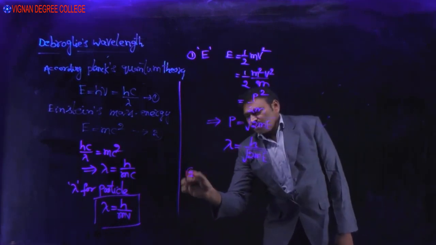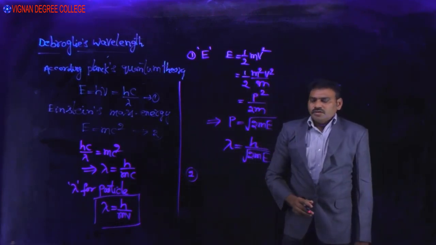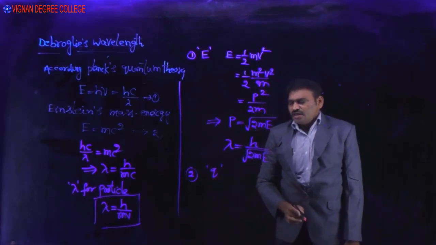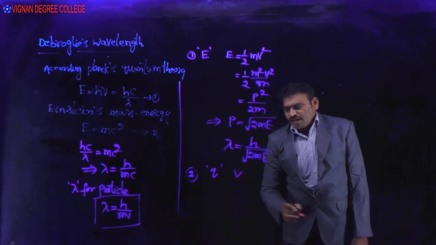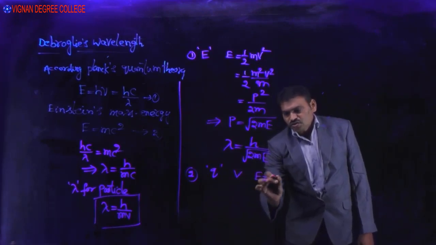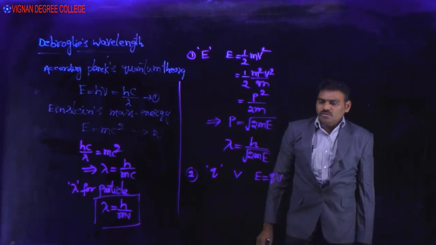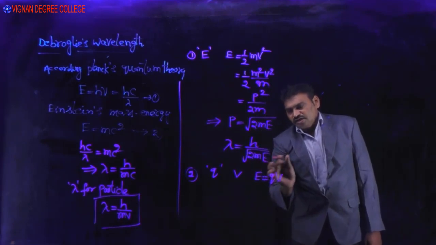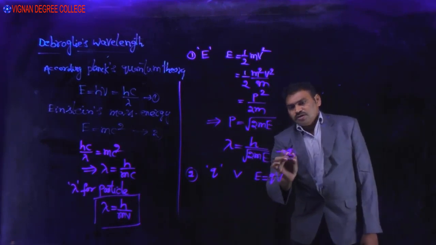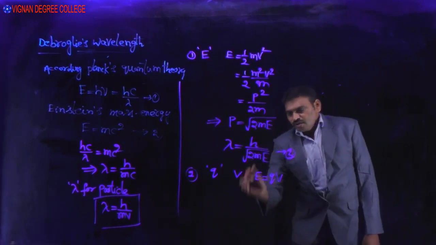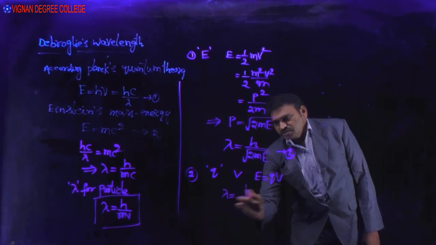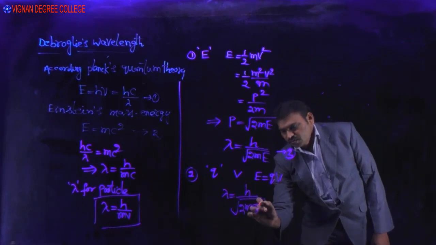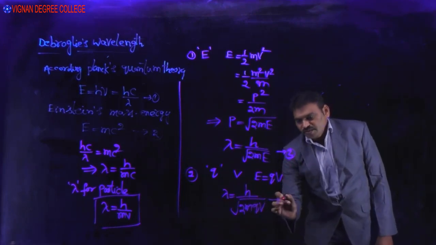Now another form of de Broglie's wavelength. If the particle has charge q and it is accelerated by the potential difference v volts, then the energy of the particle E is equal to q into v. Now we substitute in the place of E in this equation 2 or 3. Let us suppose this is equation 3. Now lambda becomes h by square root of 2m, instead of E write q into v, qv. This is another form of de Broglie's wavelength.